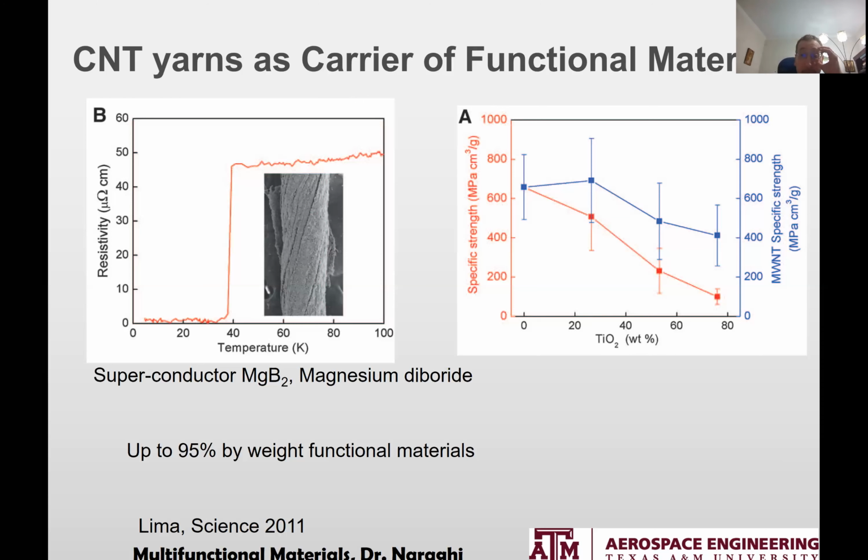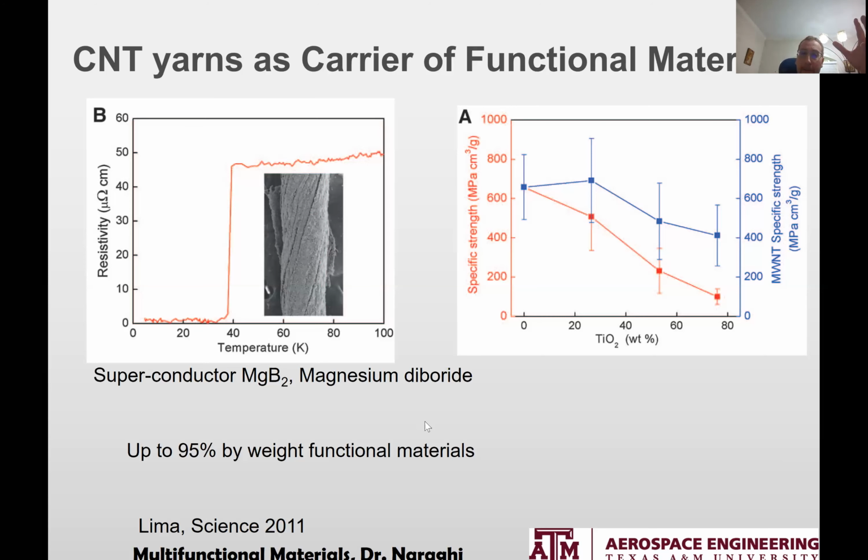What they're showing here is that the specific strength obviously drops because you're adding this functional material that doesn't contribute to the load but adds to the weight. However, the drop in strength is not very significant. So literally, these carbon nanotubes can be used as carriers for other materials to act as multifunctional materials.